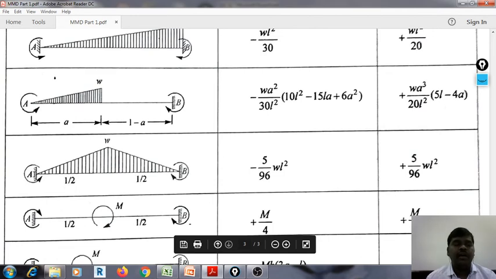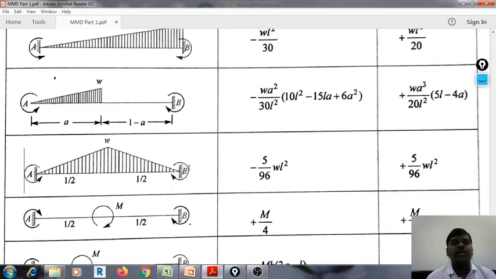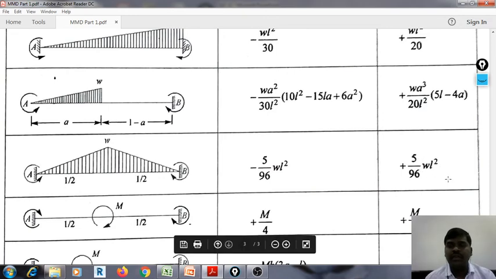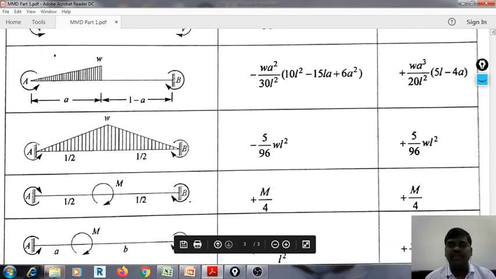So the load at A and also the load at B will be 0, and the load at the center will be w. That means it is uniformly varying from 0 to w and also from w to 0. For this, minus 5 by 96 w L square and plus 5 by 96 w L square will be M bar AB and M bar BA. Those are the fixed end moments.